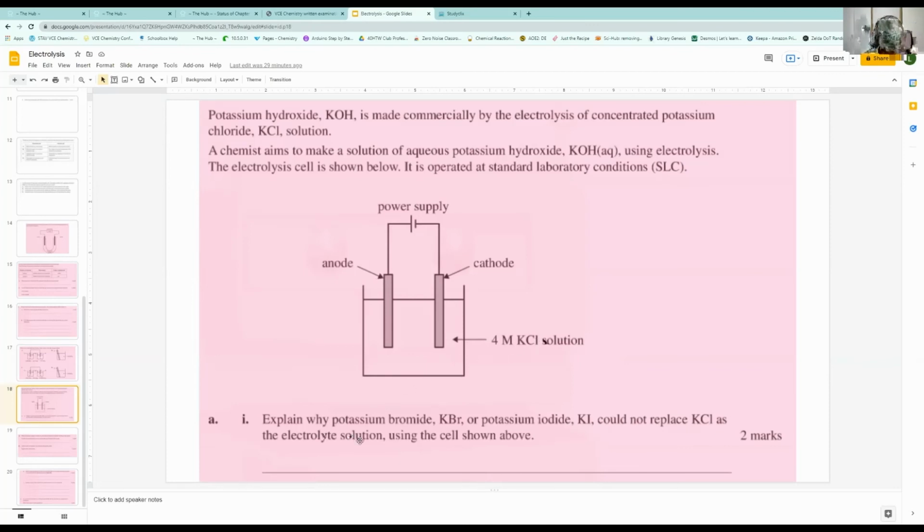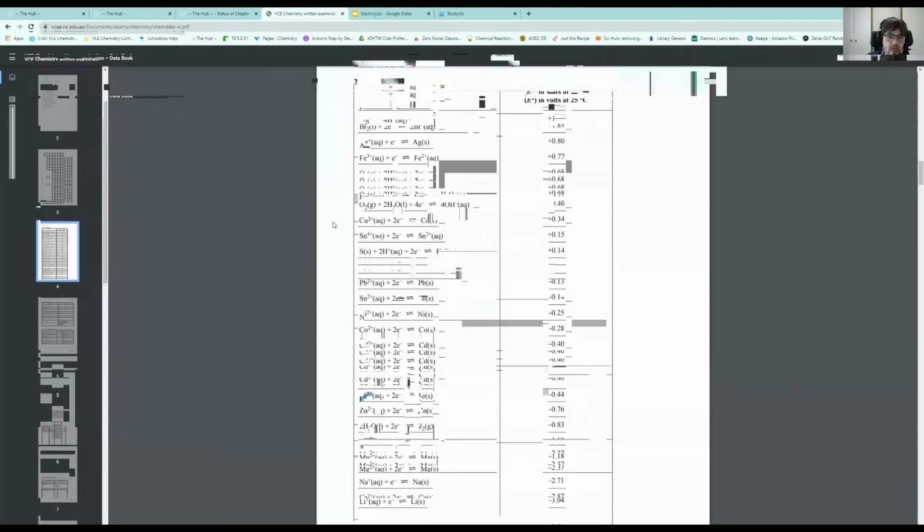Explain why potassium bromide or potassium iodide could not replace potassium chloride as the electrolyte solution using the cell above. It has a few more lines. You just have one line to do that. I cut it off. So we've got basically why are we using chloride rather than using bromide or iodide? Okay. So what do we have in the solution?